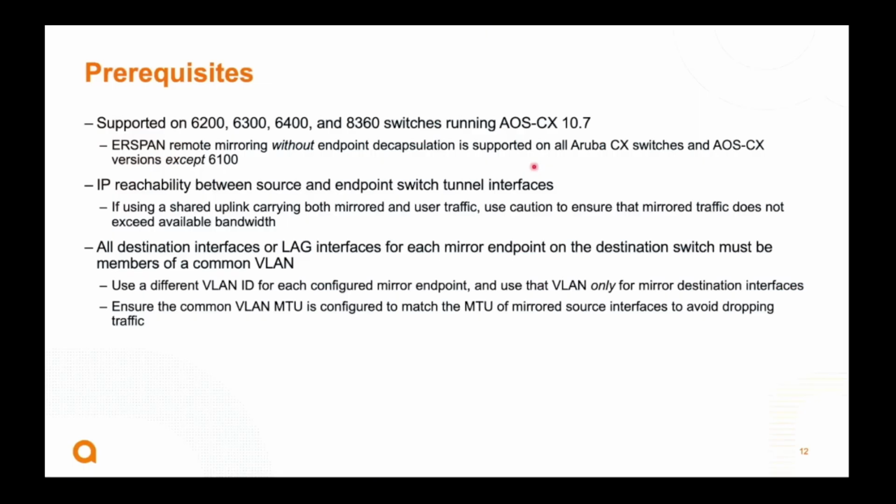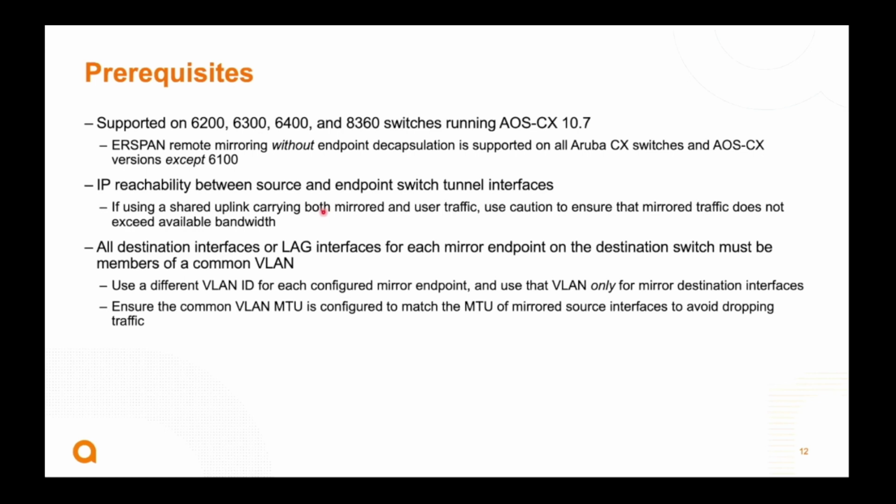So, second prerequisite: you have to have IP reachability between your source and endpoint switches. You have to be able to tunnel that remote traffic from the source to the destination. If your tunnel interface is the same port that you're using for both mirrored and user traffic, use caution to make sure that your mirrored traffic is not causing you to exceed the available bandwidth. That would defeat the purpose of network monitoring if your monitoring solution is impacting network performance.